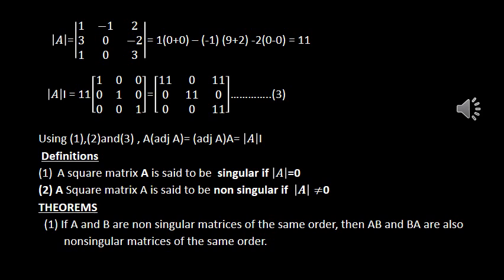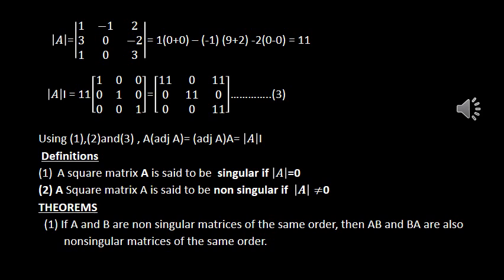Now let's find determinant A, that is determinant of [1, -1, 2; 3, 0, -2; 1, 0, 3]. It is expanded along the first row. You can do it along the second row, or very easily along the second column. The answer is 11. So determinant A into I. Determinant A is 11, I is the identity matrix. Then its product is the matrix [11, 0, 0; 0, 11, 0; 0, 0, 11].